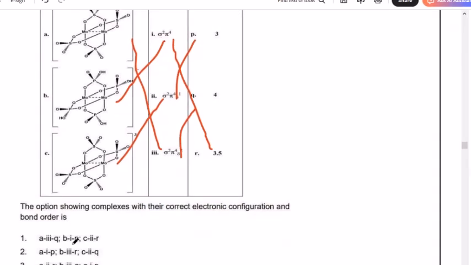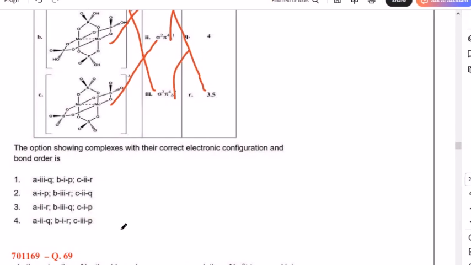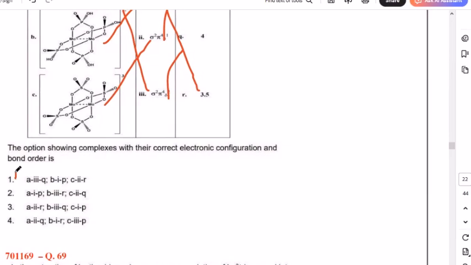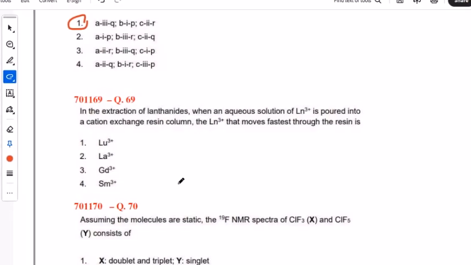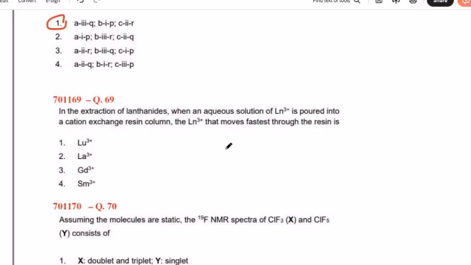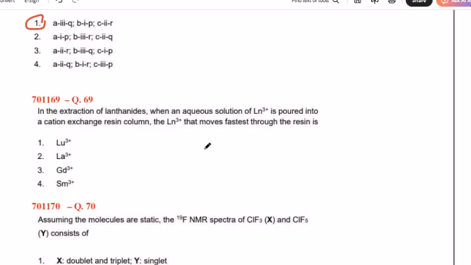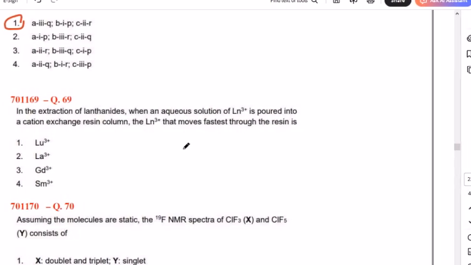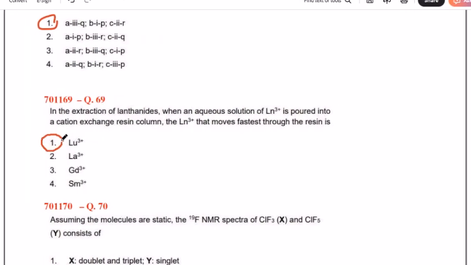And consider the following table. What is going to be the correct option? For this, option number 1 is the correct option, friends. Next, question number 69. In the extraction of lanthanides, when an aqueous solution of Ln3+ is poured into a cation exchange resin column, the Ln3+ that moves fastest through the resin is option number 1, the correct option, friends.